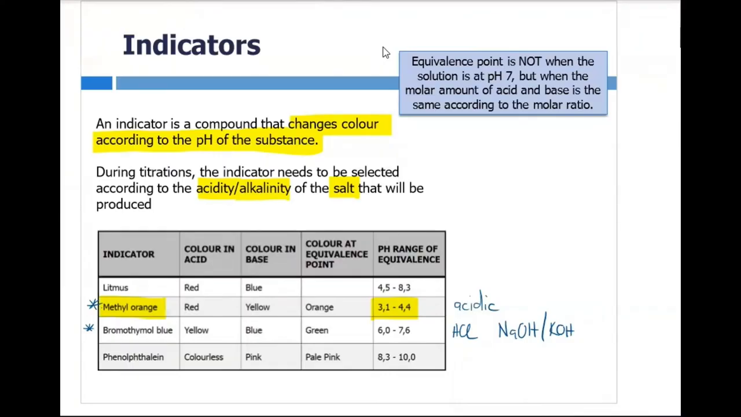And it's very important to do drop by drop, drop and swirl, because you need to get to that point where as the droplet is swirled, the color doesn't go back to its original, but it goes to a pale pink, or with the others, a green or an orange or whatever. That's where you need to stop. That's your equivalence point. All right, so please note the equivalence point is not when the solution is at pH 7, but when the molar amount of the acid and the base is the same according to your ratio, your balanced equation. All right, just keeping my eye on the time as well.